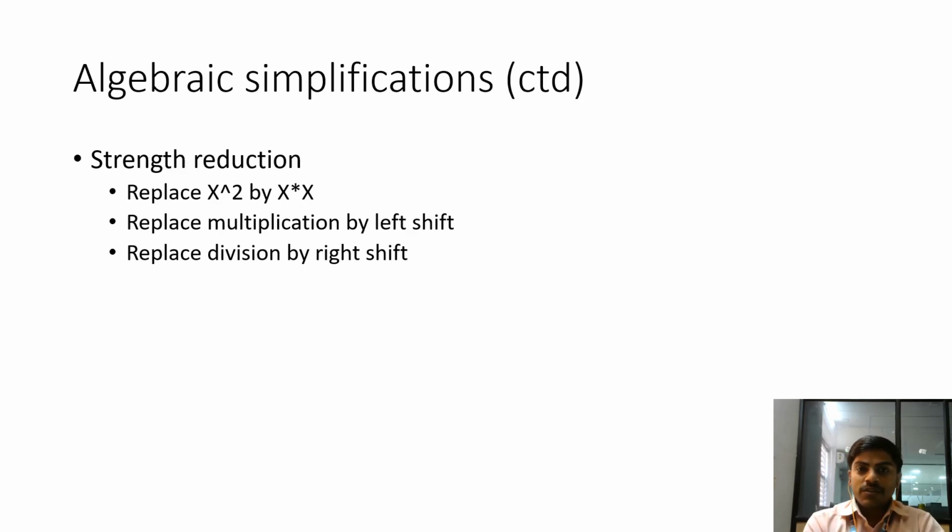Another form of algebraic simplification is strength reduction. For example, an expression involving power can be replaced by multiplication. An expression involving multiplication can be replaced by left shift. An operation involving division can be replaced by right shift. The meaning is that the power operator is costlier than multiplication, multiplication is costlier than left shift, and division is costlier than right shift. So we try to replace the costlier operations by cheaper operations. That is why we go for this strength reduction kind of simplification.